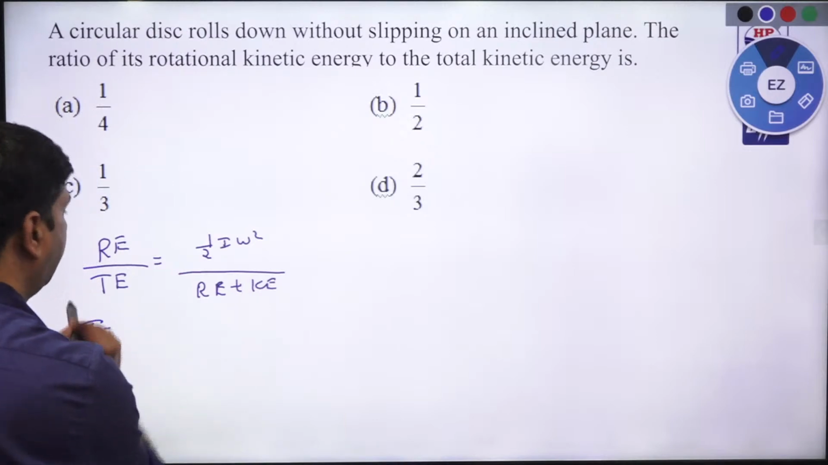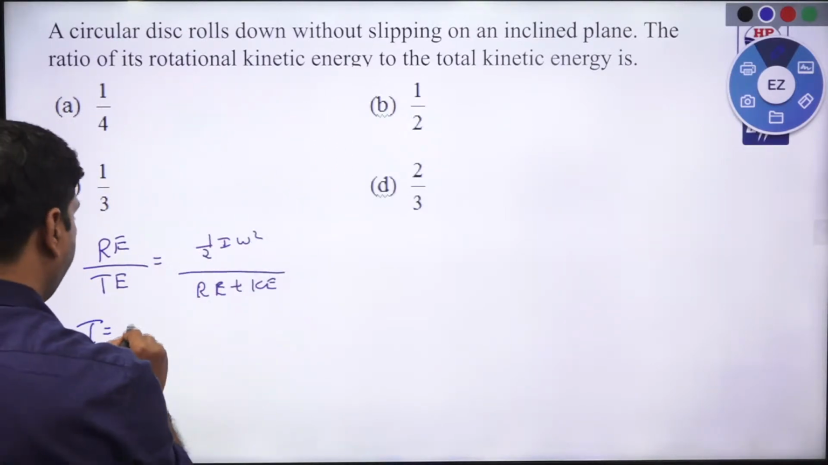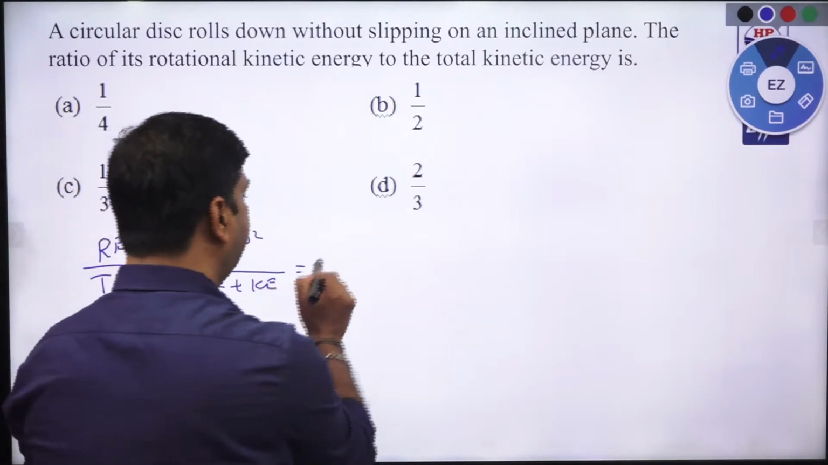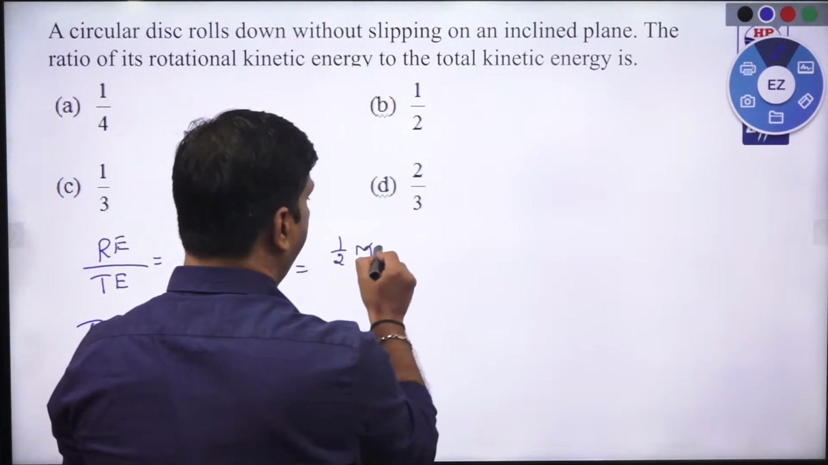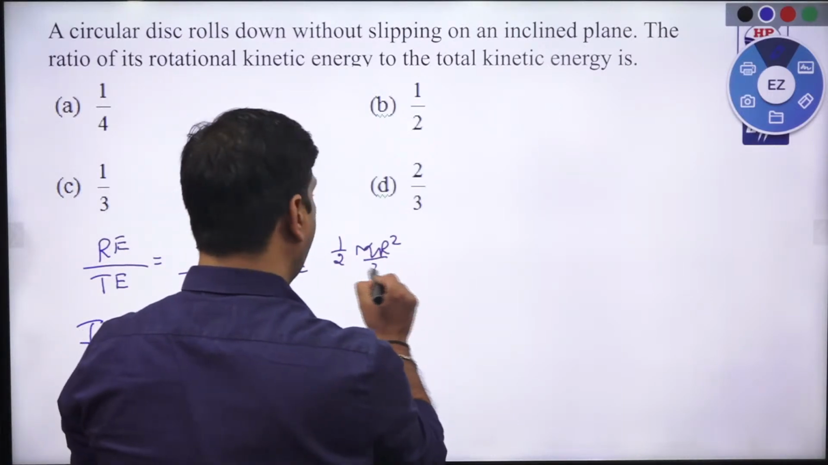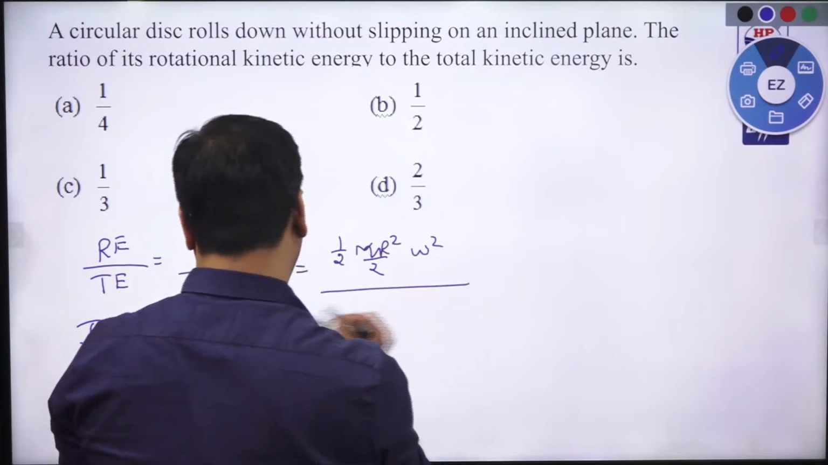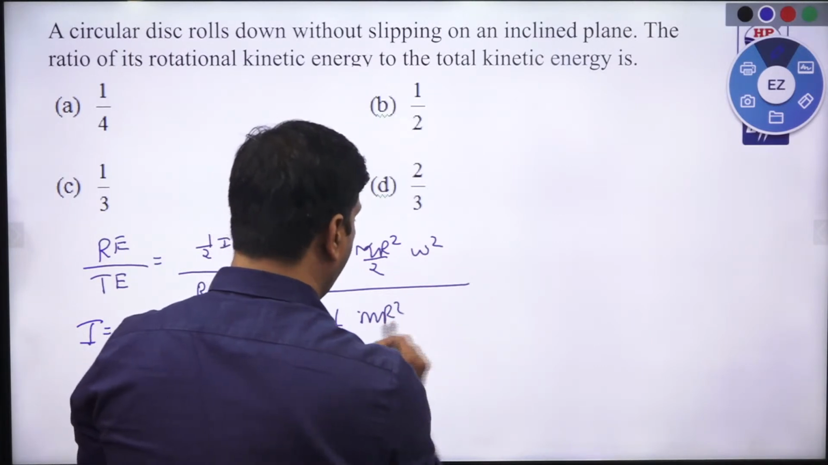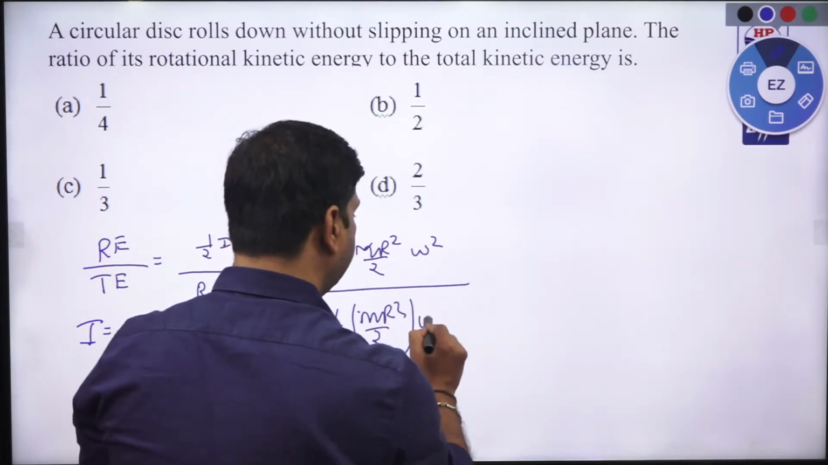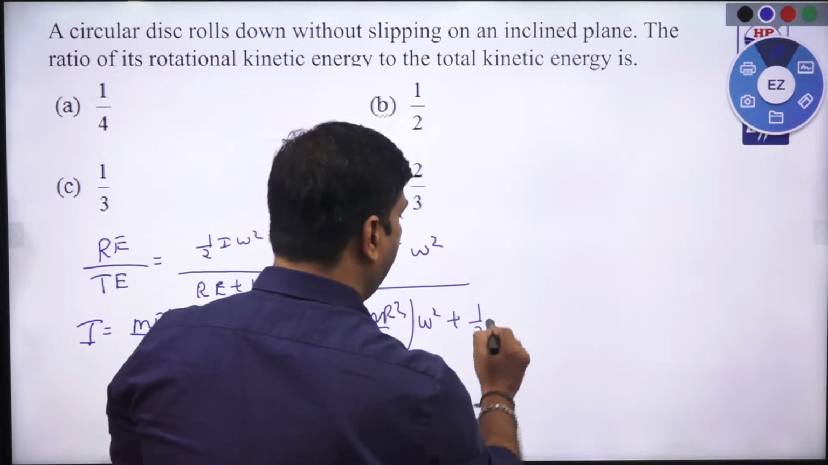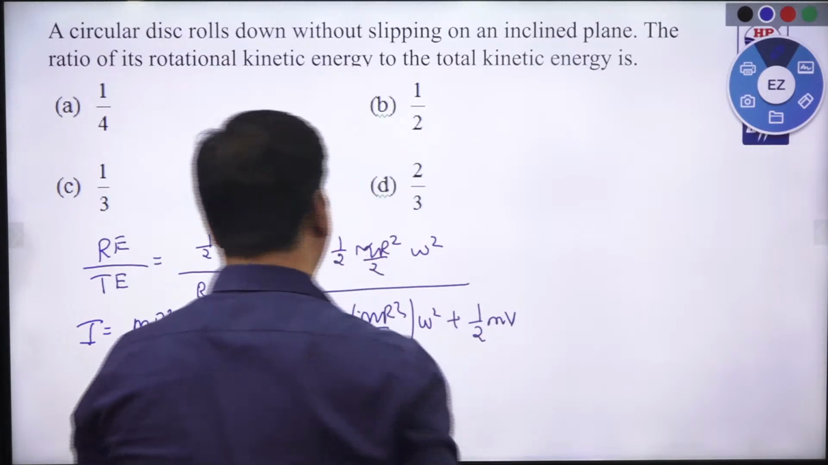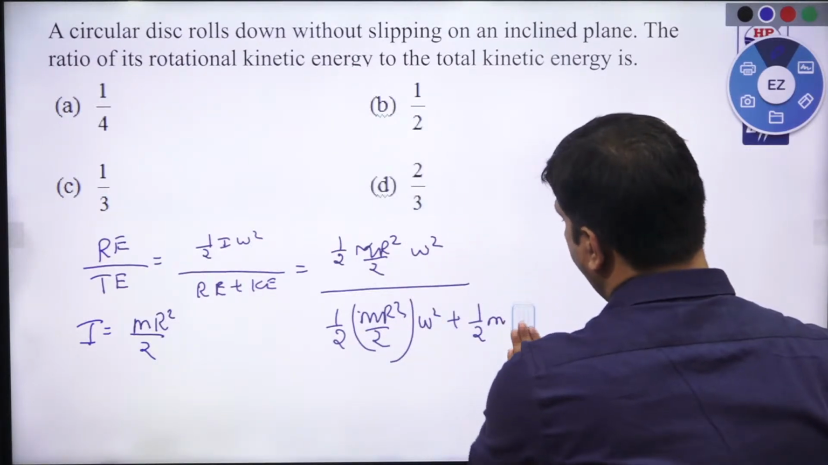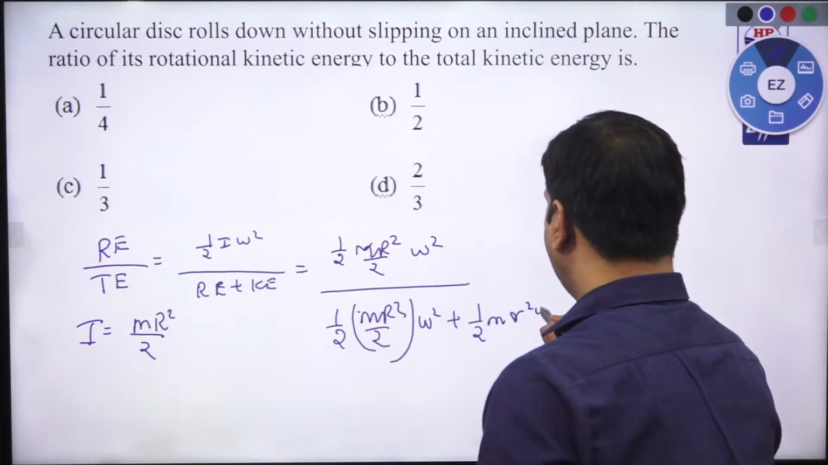Okay, so we can write here the value of I in the case of a disk, that is MR square by 2. So from here we can write half of MR square by 2 into omega square upon rotational energy, again half of I, I am writing MR square by 2 into omega square, plus that is half of m v square. And v we can take as v equals r omega. So in place of v, we write r square and omega square.